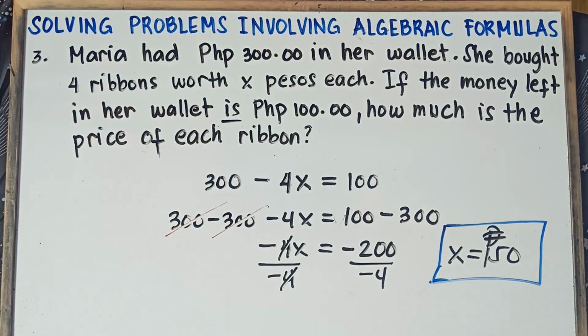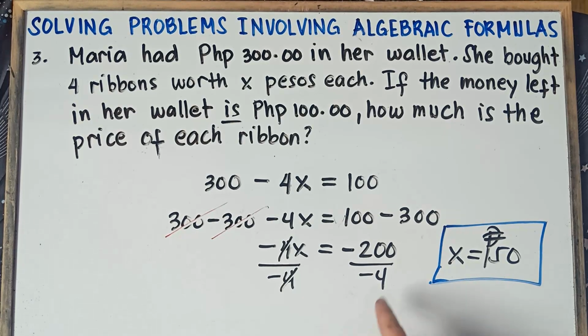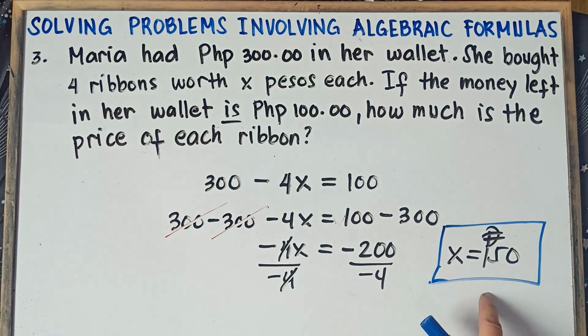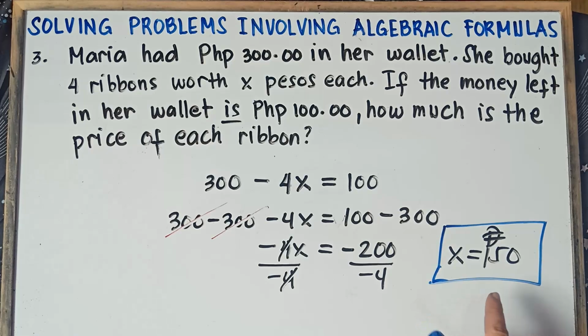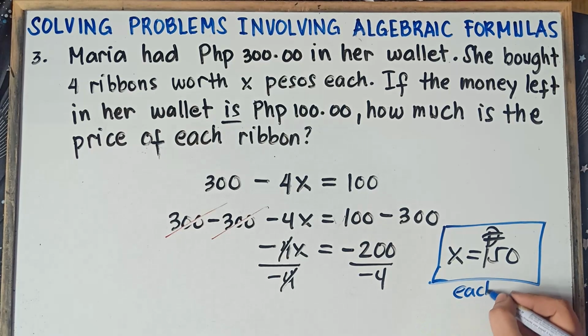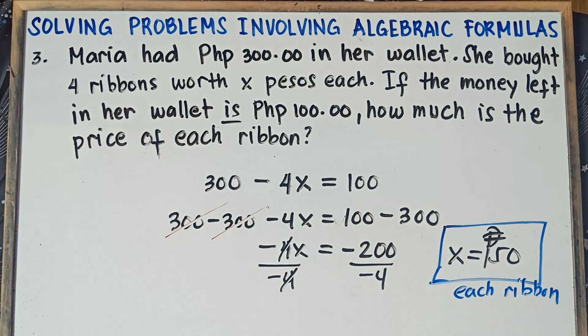Alright, so each ribbon, that would be 50 pesos. Negative 200 divided by negative 4, that would be positive 50. And that would be 50 pesos each ribbon. That's it, class. That's the answer with regards to example number 3. So let's proceed now to example number 4.